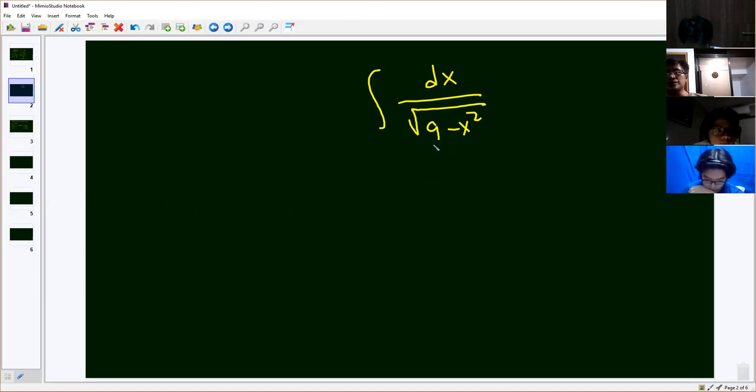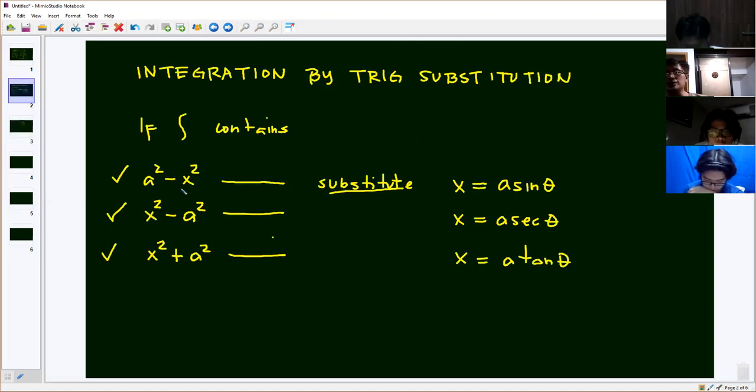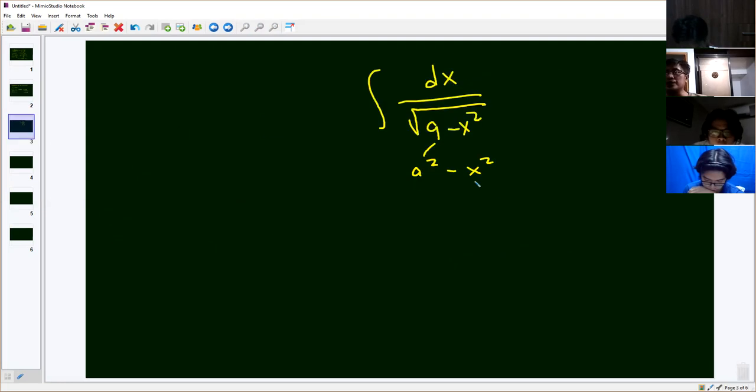9 minus x squared. So di ba para siyang a squared minus x squared. So siya yung number 1. A squared minus x squared. See that? Ano yung a natin dyan? 3. And then, of course, ang x natin is x. So, ang sabi, you have to substitute for x, according to this, a sine theta. Bakit yan ang gagamitin mo?